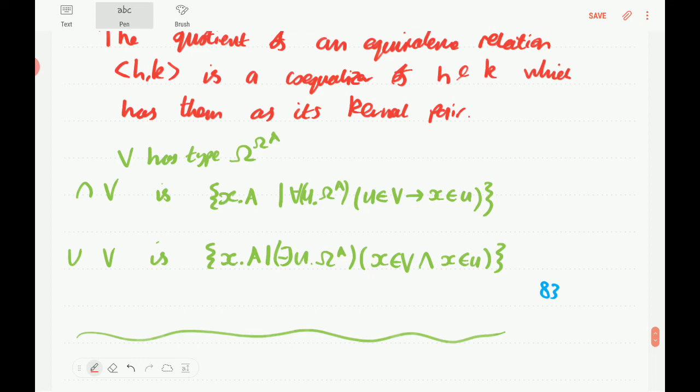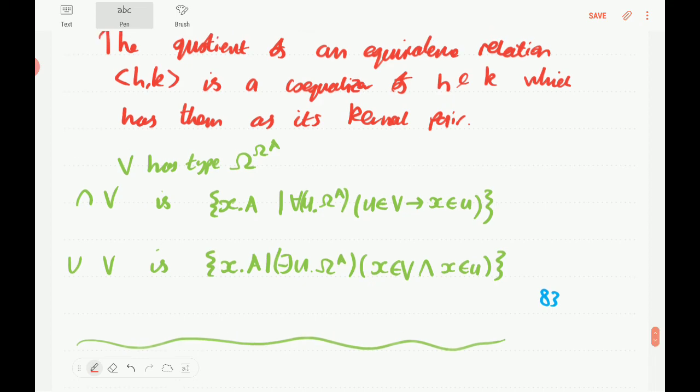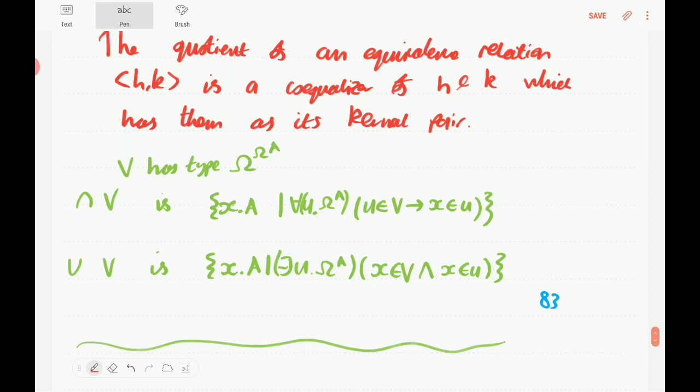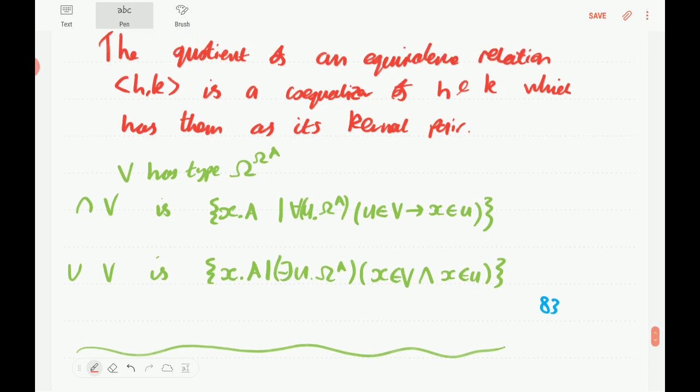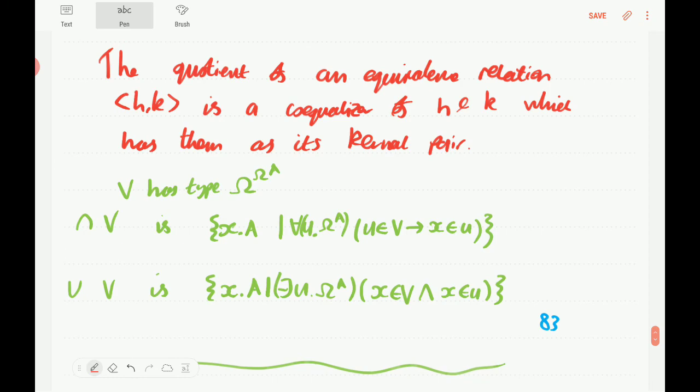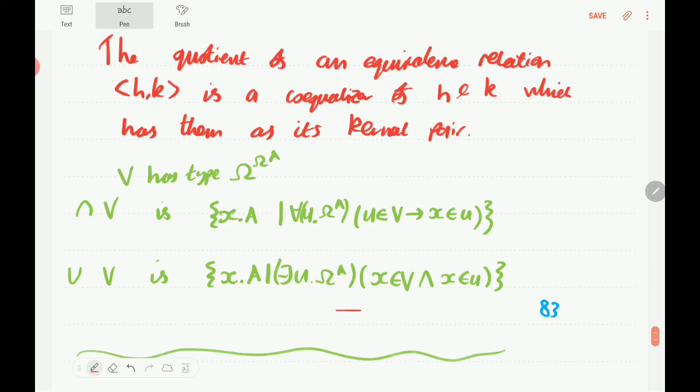Suppose we have V as a term of type omega to the power of omega to the power of A, and then we can define this formula intersection over V to be the quasi-set of X of type A, such that for all variables U of type omega to the power of A, we have U in V implies X in U. And we'd also define union of V to be the quasi-set of X in A, such that there exists a variable U of type omega to the power of A, such that U in V and X in U.